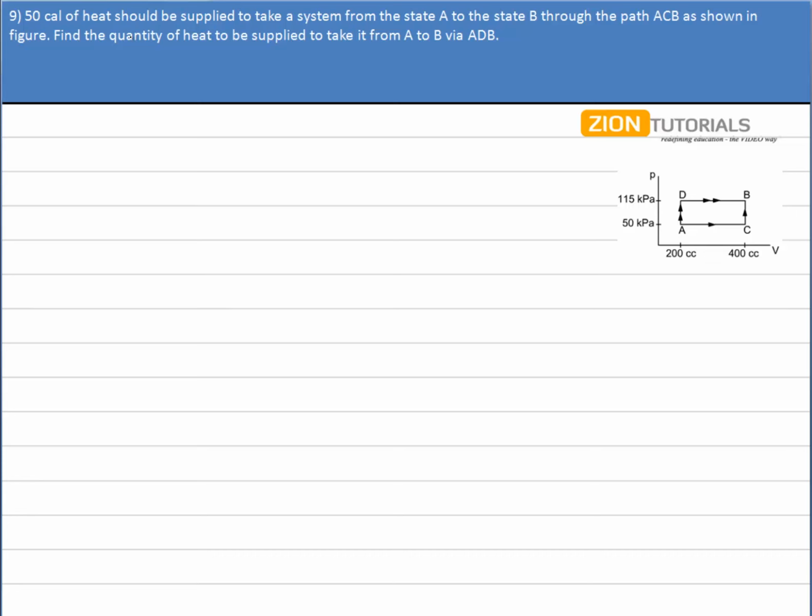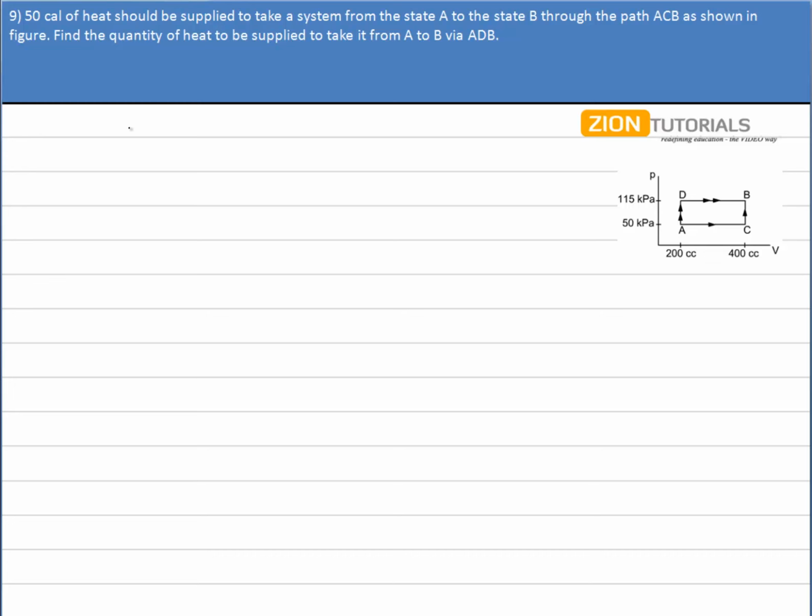50 calorie of heat should be supplied to take the system from state A to the state B through the path ACB as shown in figure. Find the quantity of heat to be supplied to take it from A to B.